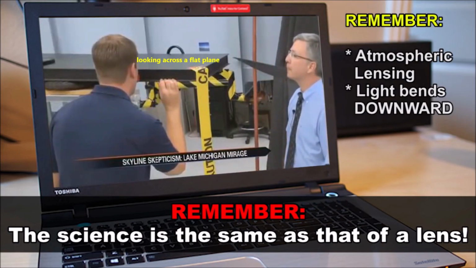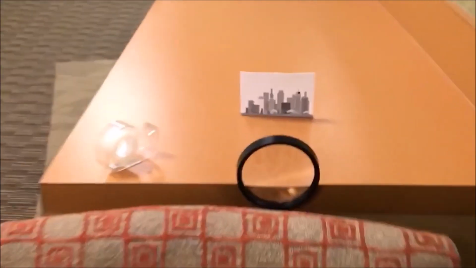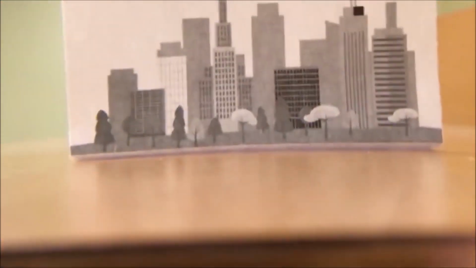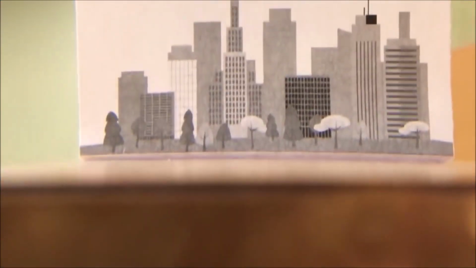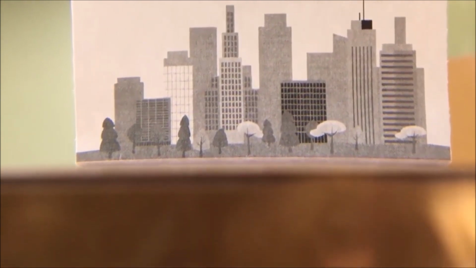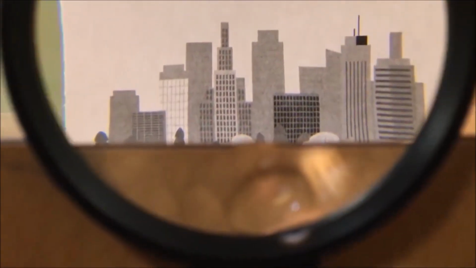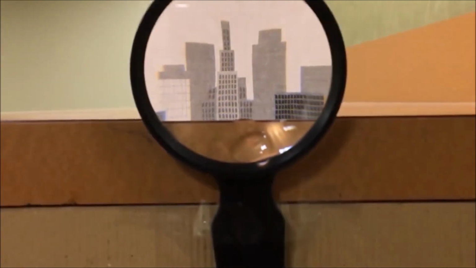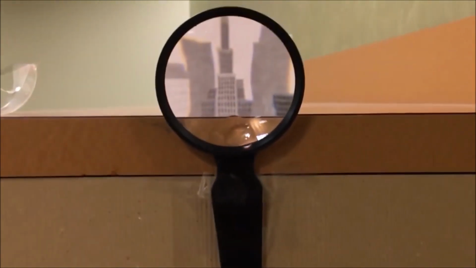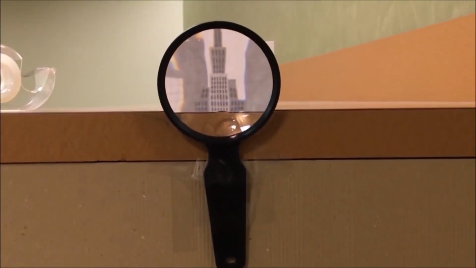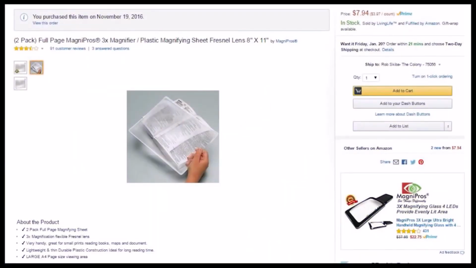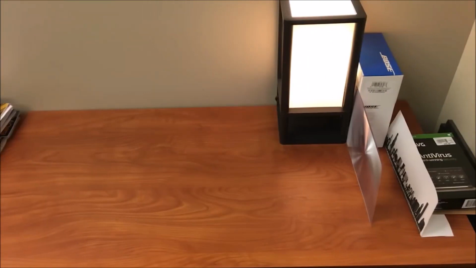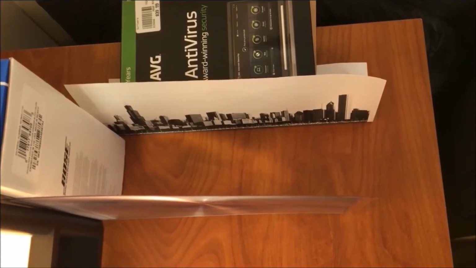So the atmosphere really is acting like a lens. Yes. And, you know, science is all about testable, observable, and repeatable data, right? So to alleviate the problem of distorting the edges because the magnifying glass ring is too small, I went on Amazon and I got these plastic magnifying sheets and came up with another way of doing the same thing using the sheet right here.